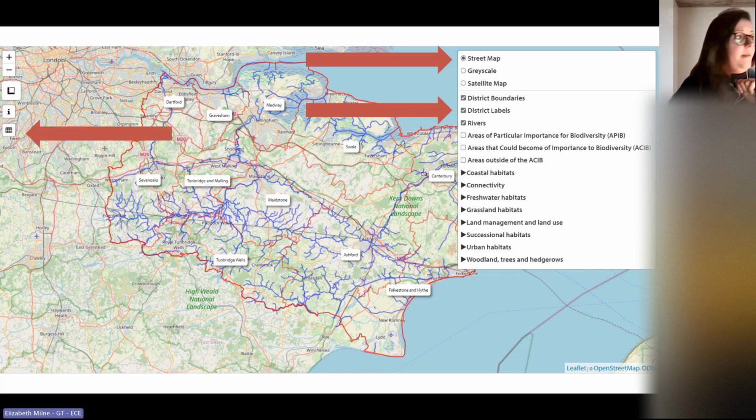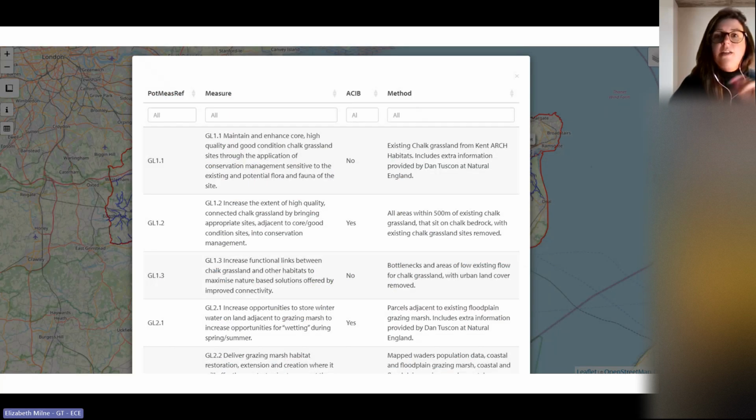Also, from here, by clicking on that little table on the left-hand side, you can find the full details of all the mapped potential measures by clicking on that, and I'll come on to that in a bit more detail. And you also have a function to zoom in and out on the map with those plus and minus buttons there. So let's say you want to know what potential measure reference the number relates to. So you would click that table button, and that will bring up this measures table.